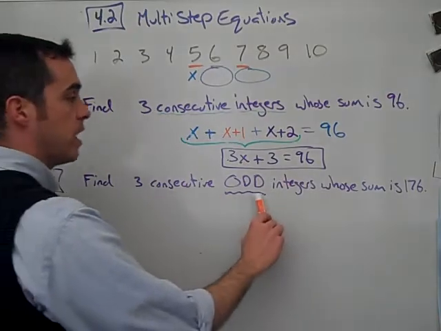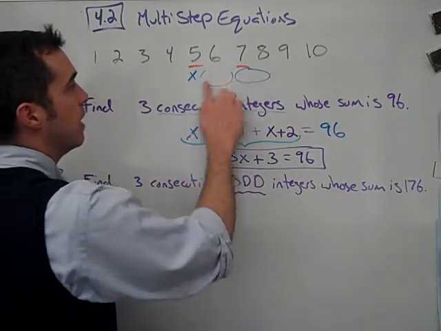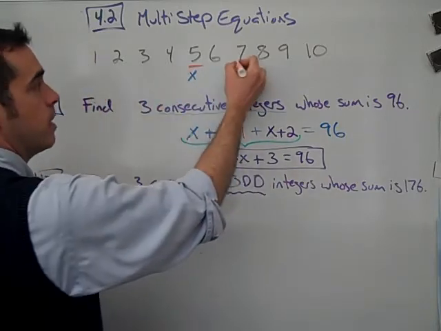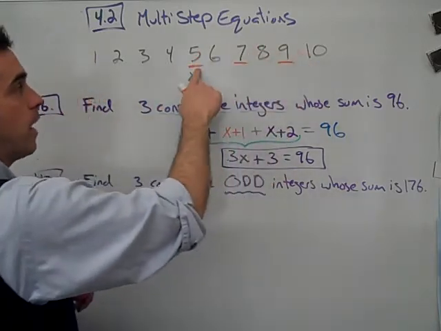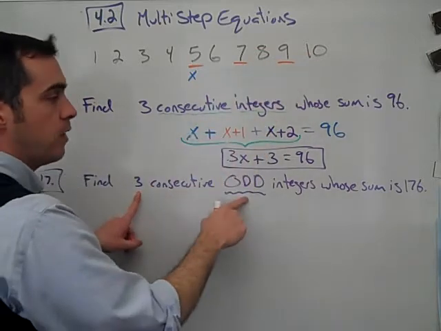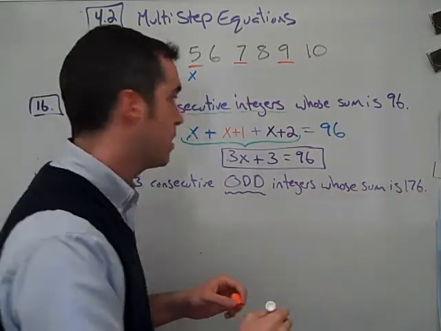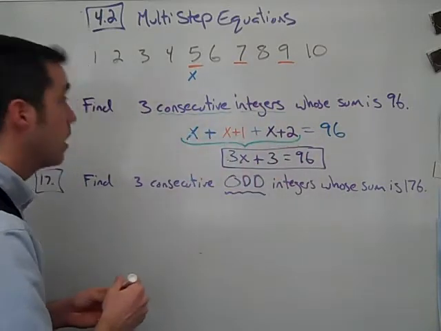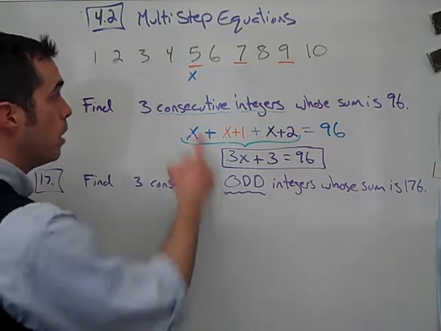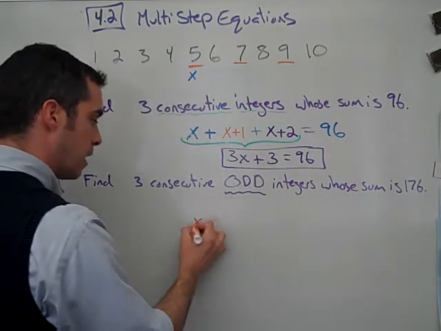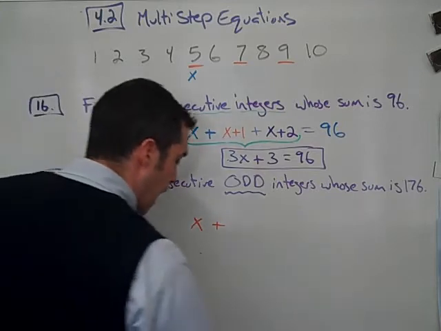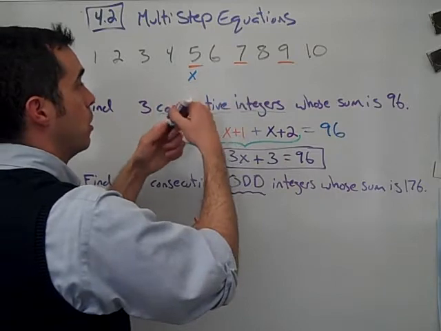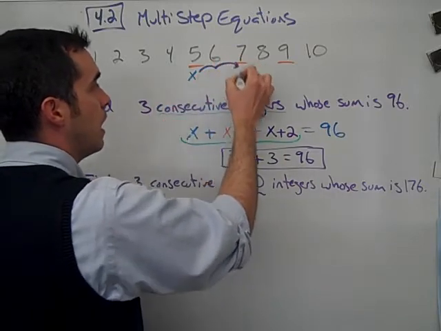What if it says find 3 consecutive odd integers? Well, now it would be, suppose it was 5, and then 7, and then 9. 5, 7, and 9 are 3 consecutive odd integers, but their sum isn't 176. However, I'm going to use the same strategy with a little twist in order to solve the problem. So I'll begin by calling my first odd integer x, plus, now I have to think about how do I get to my next odd integer? Well, I'm going to have to add 2 to it.